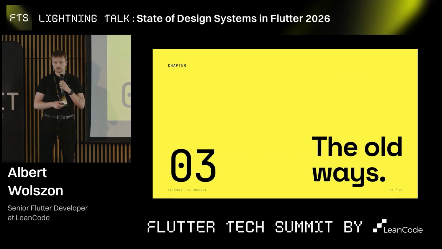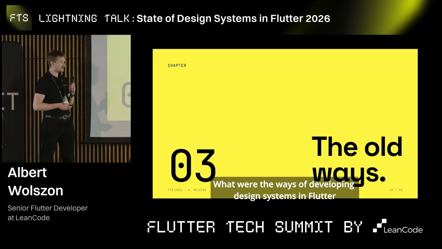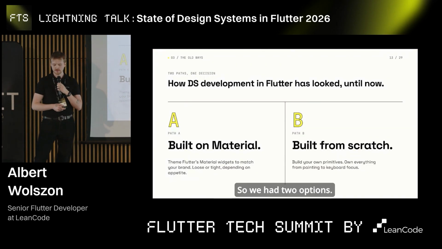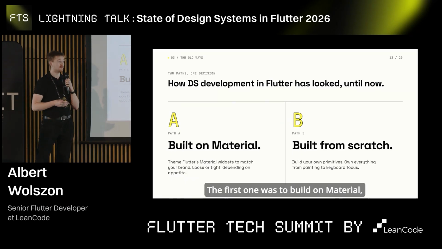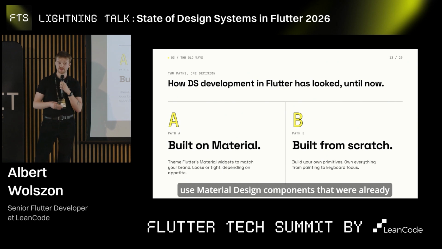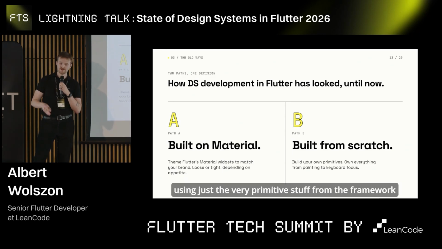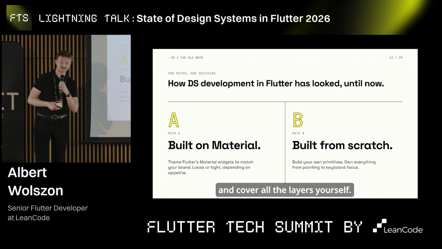What were the ways of developing design systems in Flutter in the last, let's say, five years? We had two options. The first one was to build on Material, use Material Design components that were already part of the framework and just theme them. The other way was to build your design system from scratch, using just the very primitive stuff from the framework and cover all the layers yourself.